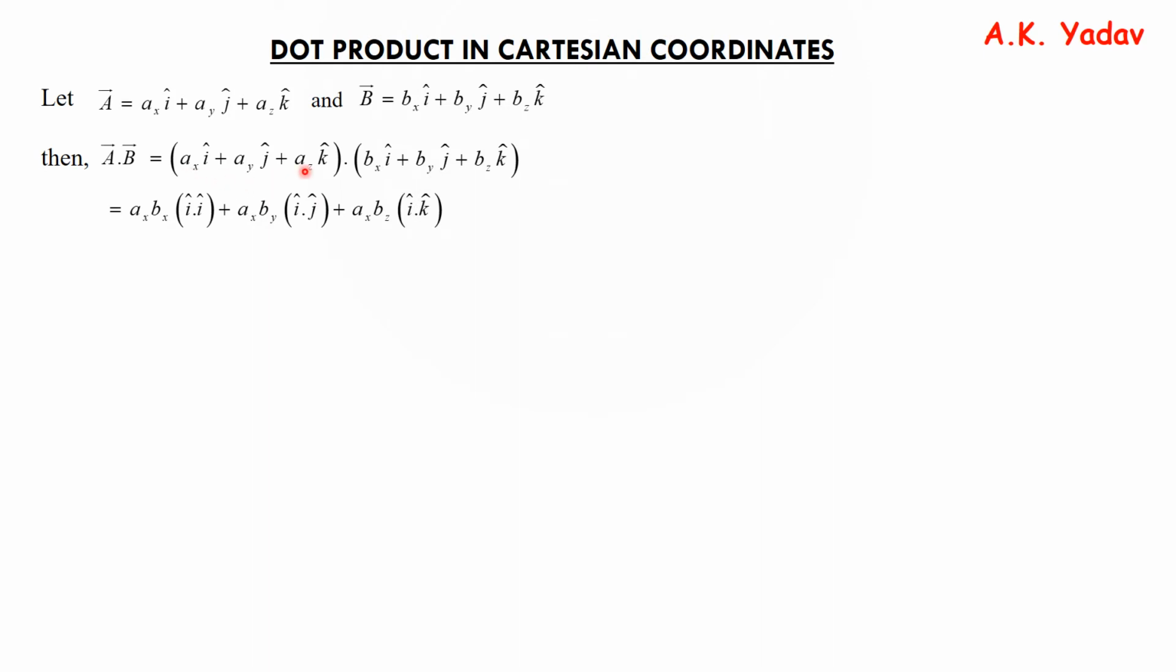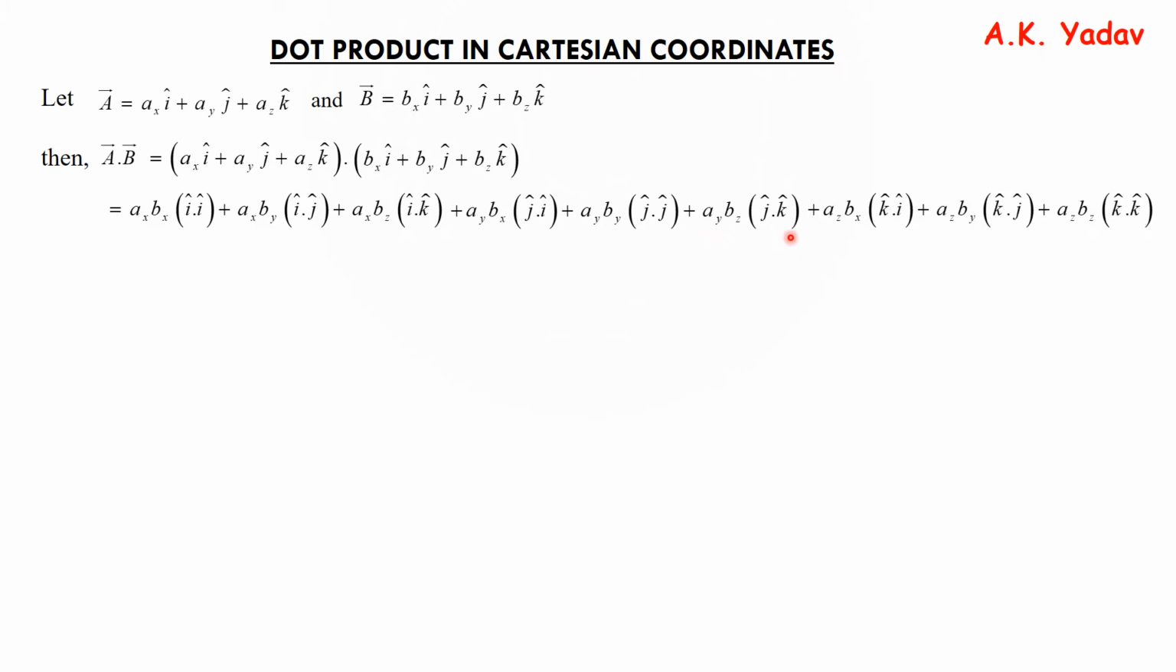So ax bx i dot i plus ax by i dot j plus ax bz i dot k plus ay bx j dot i plus ay by j dot j plus ay bz j dot k, and plus az bx k dot i plus az by k dot j plus az bz k dot k.